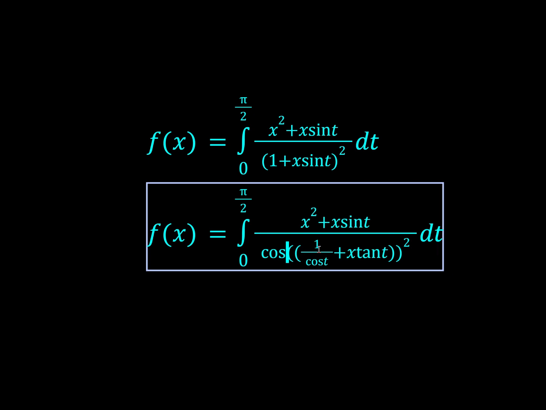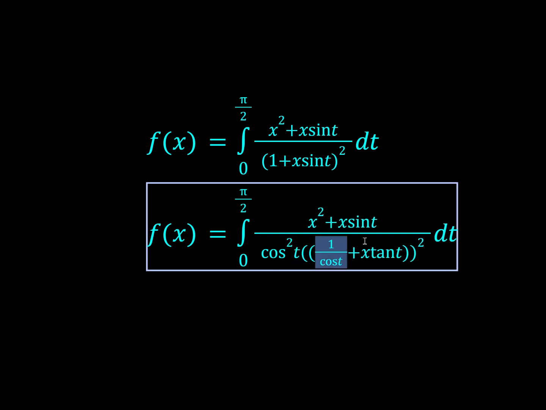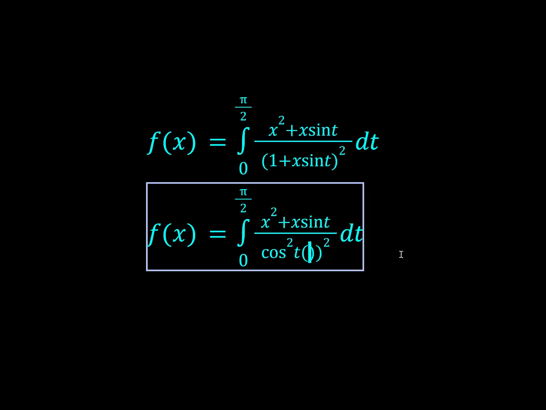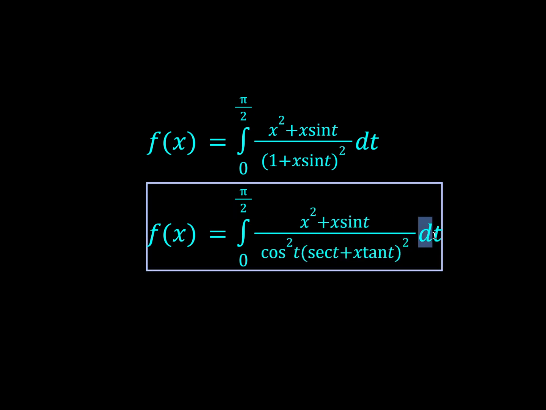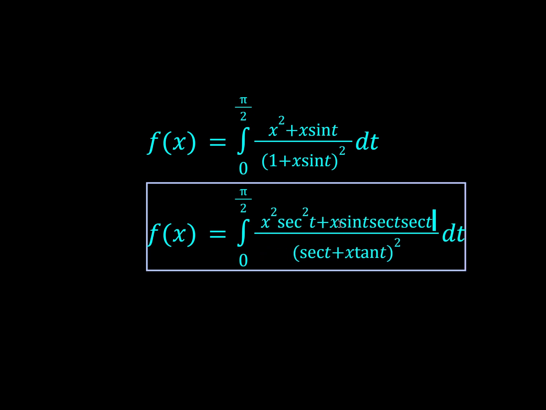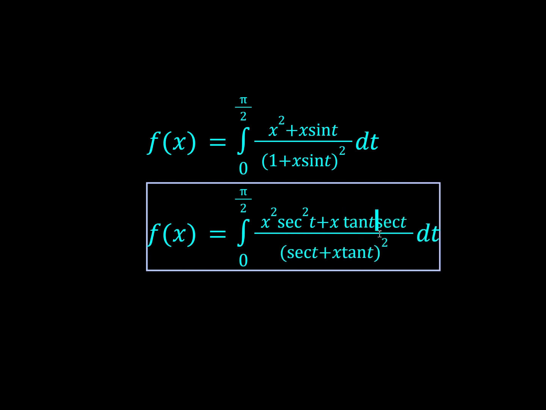Okay, so now we can take this cos t outside of the square, giving us a cos squared t. Okay, so what is 1 on cos squared t? Well, that's just sec squared t. So we can put that in the numerator, multiplying both terms by sec squared t. So we have sine t times sec squared t, and that's the same as sine t times sec t times another sec t. And sine t sec t is obviously tan t. So here we have sec t tan t.